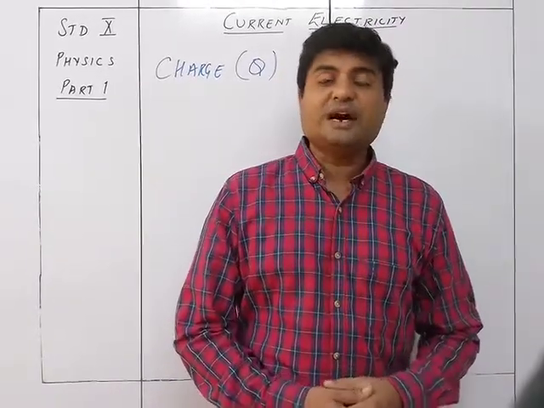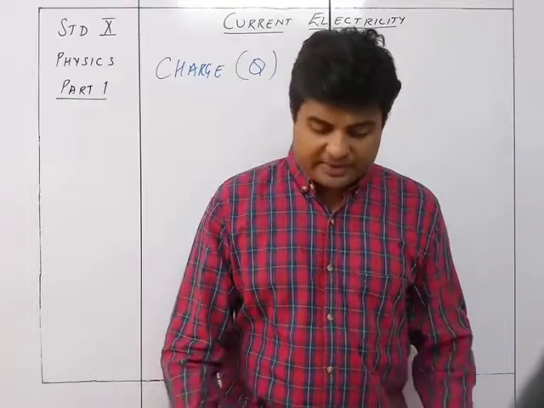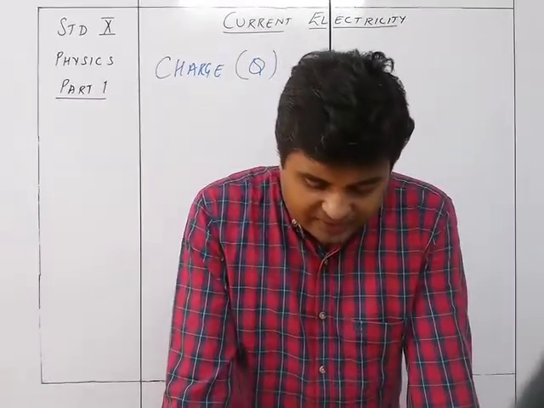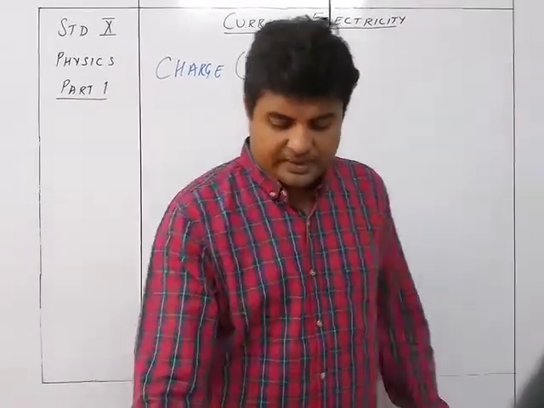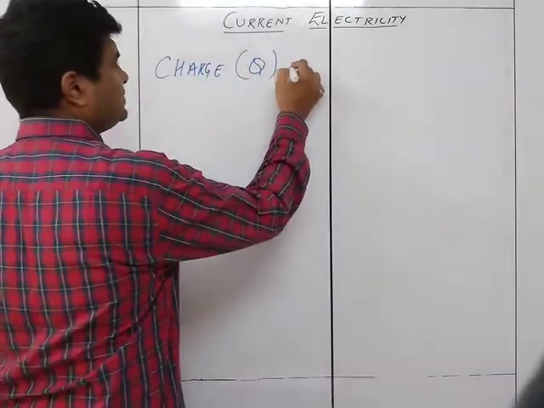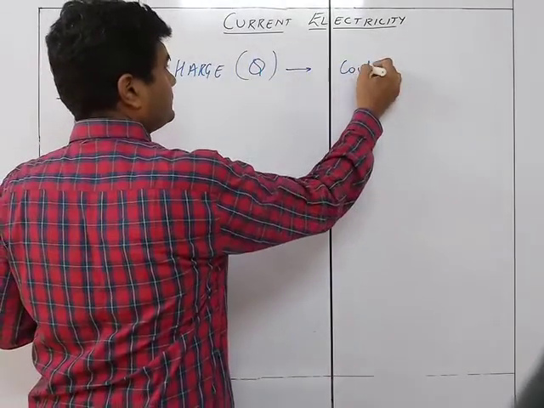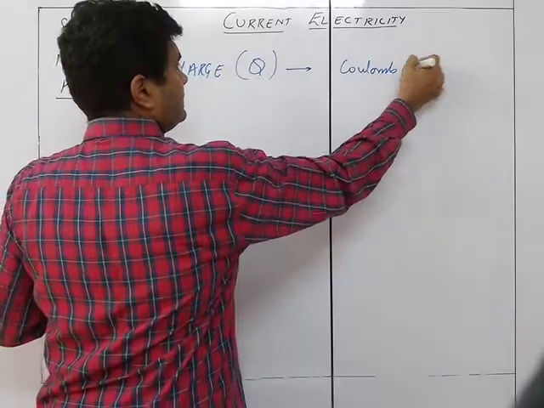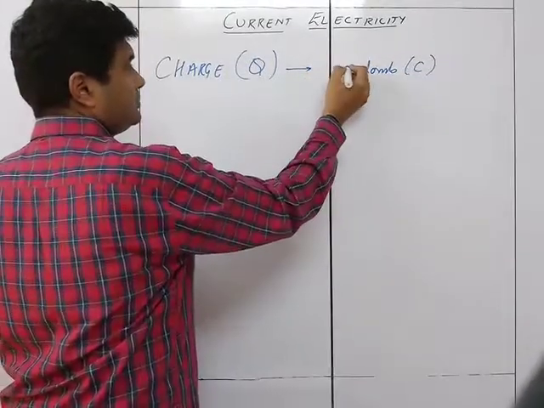Now the unit of charge is coulomb. So coulomb is the charge. The SI unit of charge is coulomb. The symbol is capital C, that is C for coulomb.